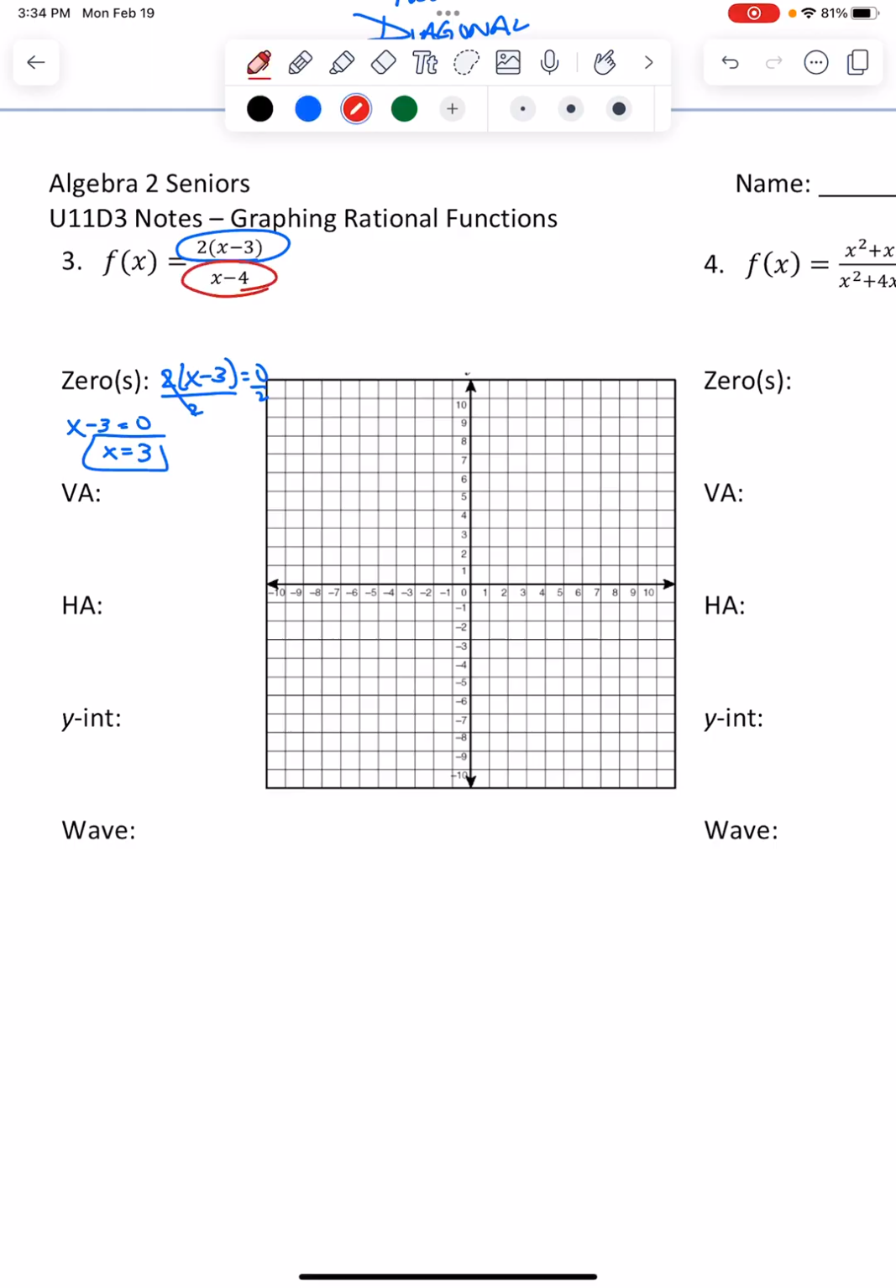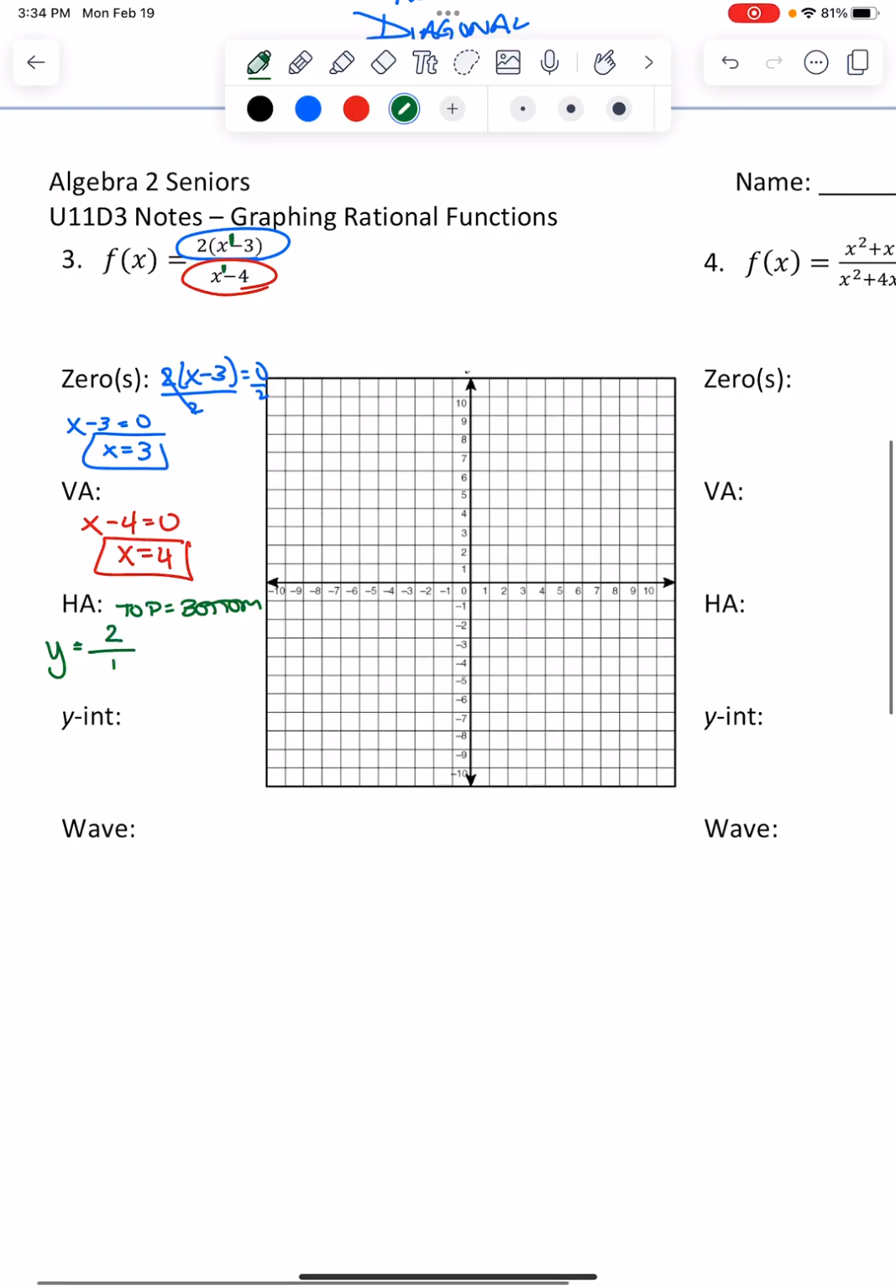Vertical asymptote from the bottom. Okay. Horizontal asymptote, again, we check the degree. So that is x to the first power, x to the first power, so the top is equal to the bottom. So leading coefficient of the top is a 2. Leading coefficient of the bottom is a 1. So horizontal asymptote's at y equals 2.